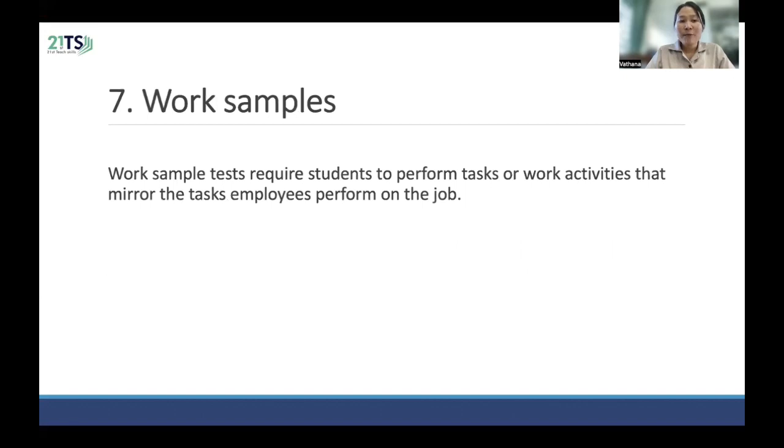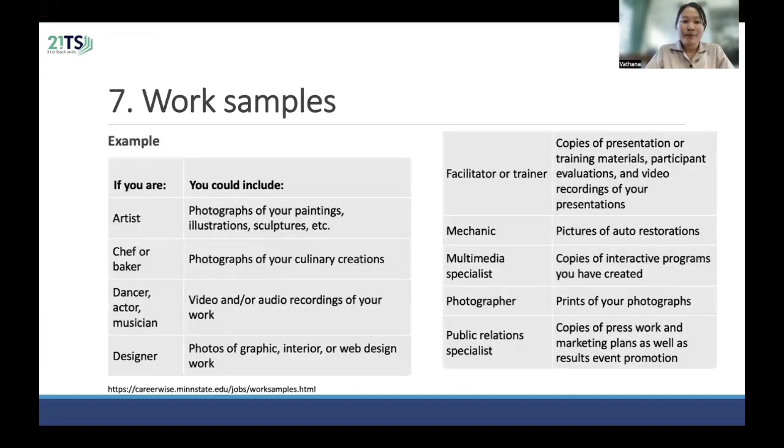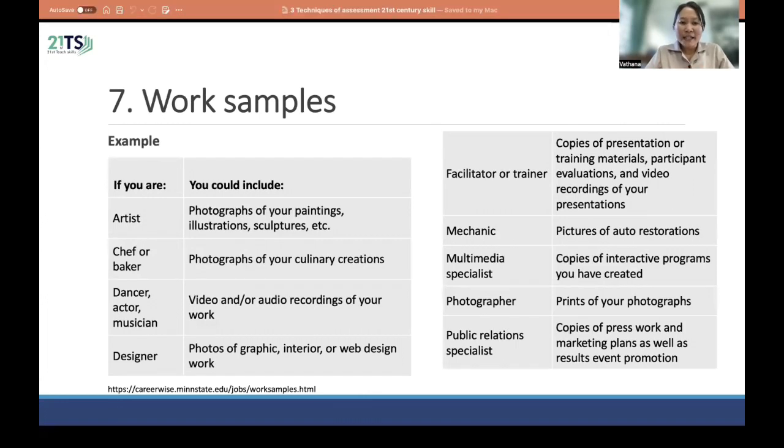And the next is the work sample. Work sample tests require students to perform tasks or work activities that mirror the tasks an employee performs on the job. So this is an example of a work sample. If you are an artist, you could include a prototype of your painting, illustration, or sculpture, or for a chef or baker, a photograph of your culinary creation. If you are a dancer, actor, or musician, the video or audition recording. You can see more examples in the table on this slide.